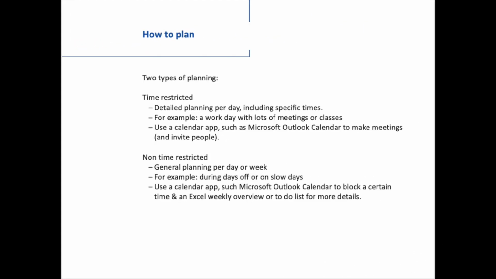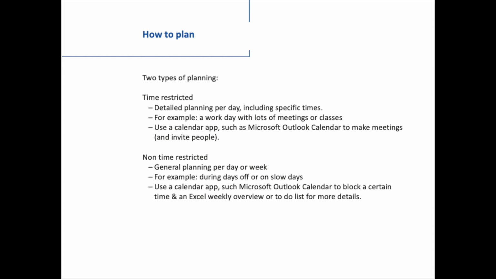Hi guys, and welcome to this tutorial about how to plan using Excel and Calendar. There are two types of planning. One is time restricted and one is non-time restricted. The time restricted planning is a detailed planning per day, including specific times. For example, a work day with lots of meetings or classes.